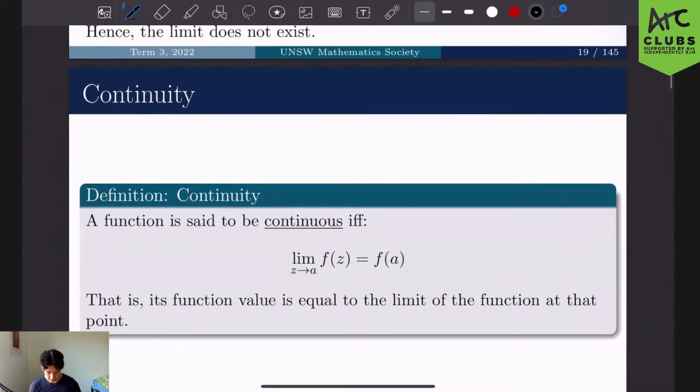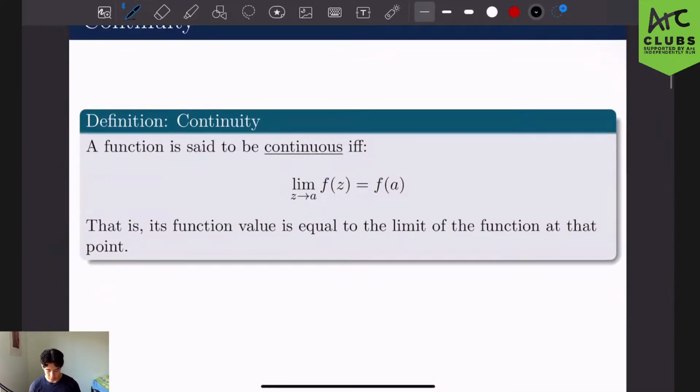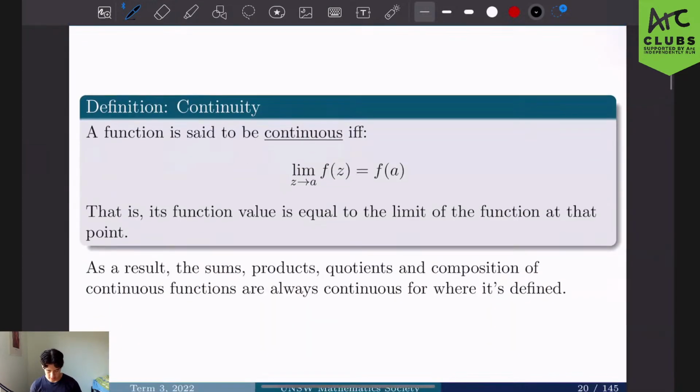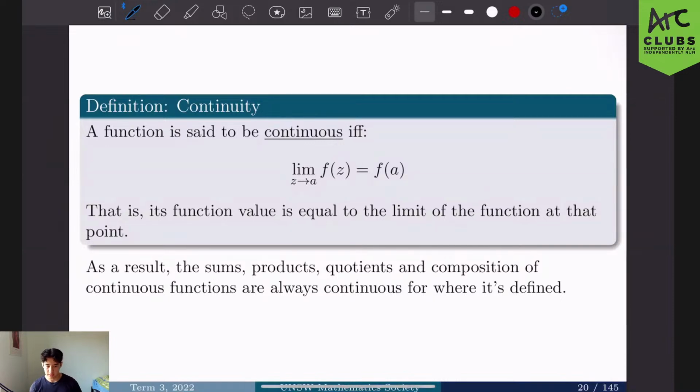So yep. Next, continuity. It's continuous if the limit of the function as it approaches a value is equal to the function when you sub in that value. And as a result, any combination of continuous functions will also be continuous.